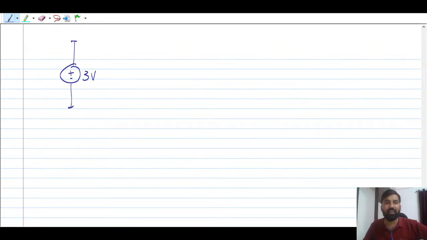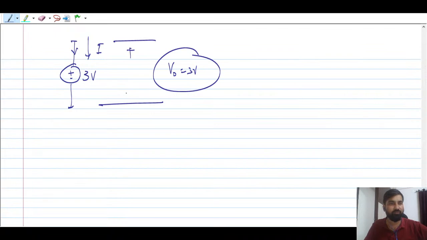Understand? So what will you say? According to passive sign convention, I is what? Suppose I is flowing through this, right? So you will say that V naught is going to be 3 volt. Suppose you are going to measure across this. Okay, what is V naught? If current is flowing like this, remember, you will say V naught is going to be 3 volt.